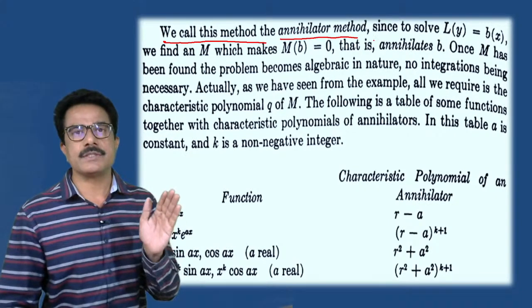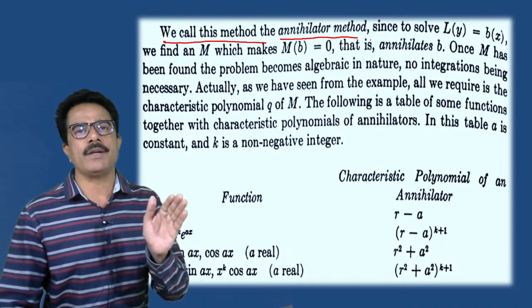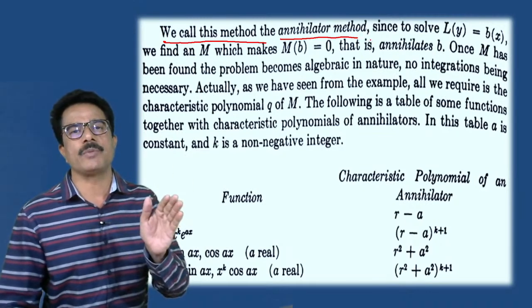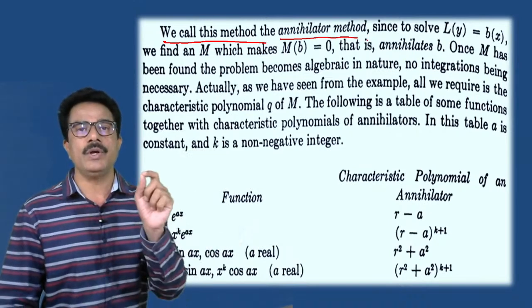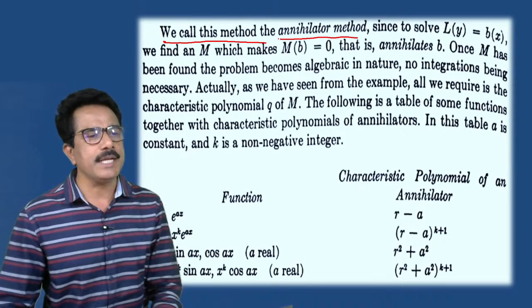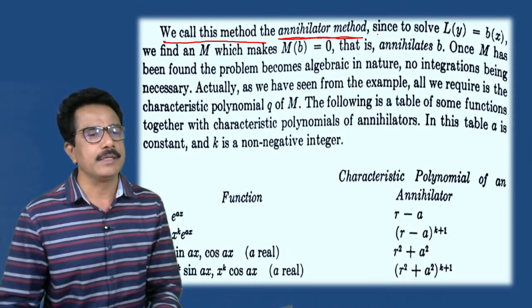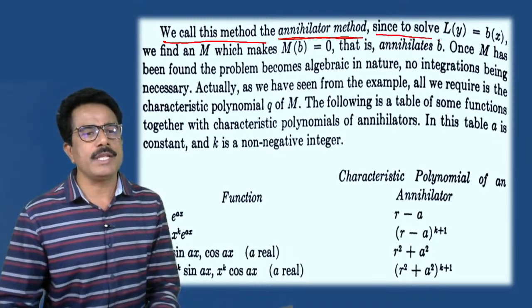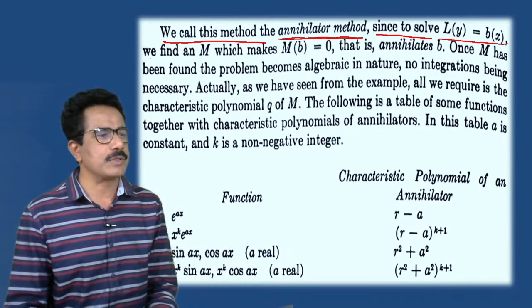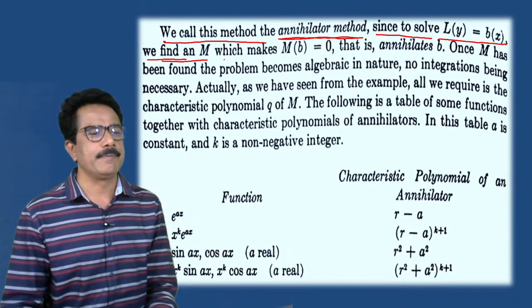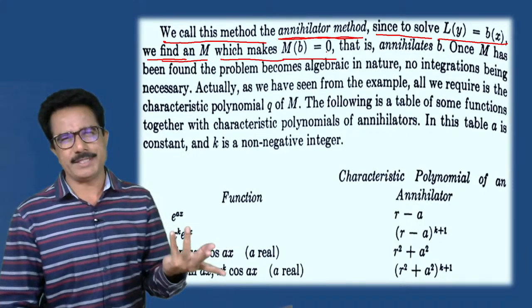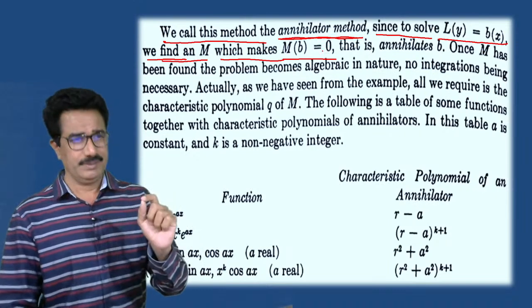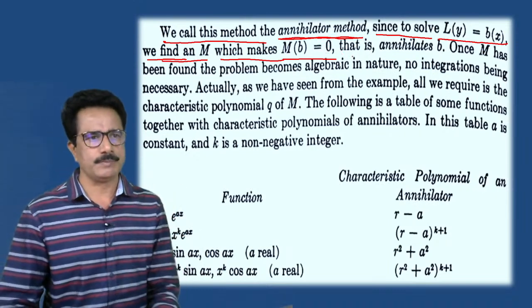Now consider this the shortcut method, replacing L of y is equal to b of x in the form of M of y is equal to 0. Consider this method as the annihilator method. Since to solve L of y is equal to b of x, we find capital M, which makes M of b equal to 0, or we can say that M of L of y is equal to 0.